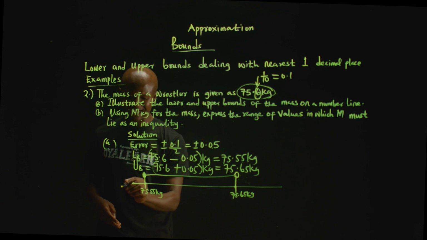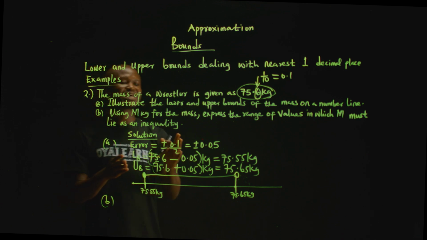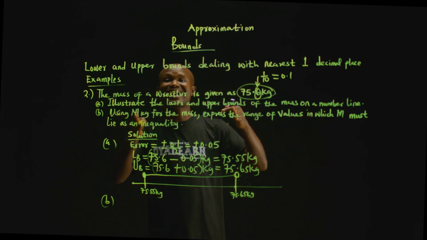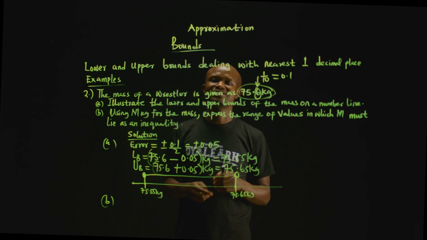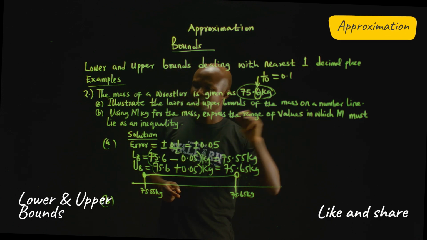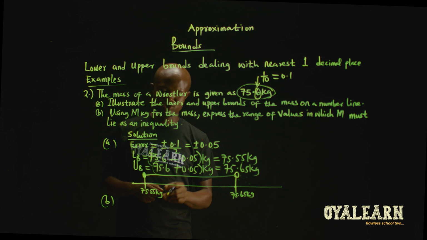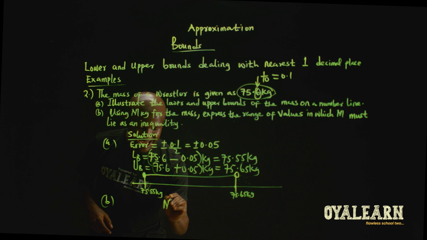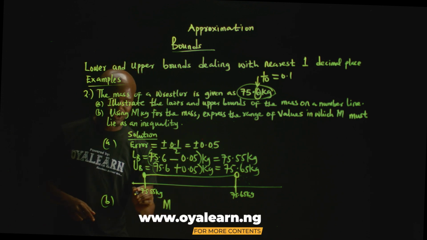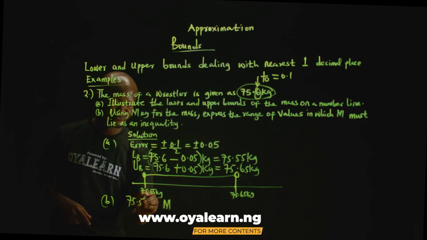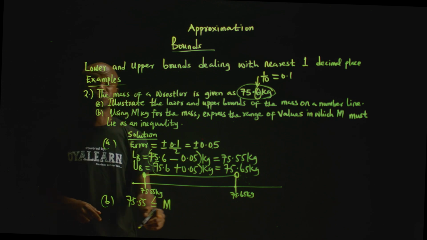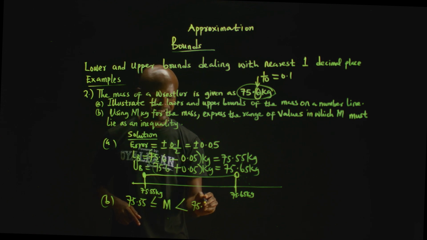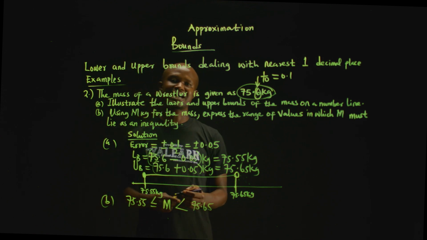Now, for the B part of the question, we have to express the range of values in which the actual mass, represented by m, must lie, as an inequality. So let's write the inequality using m. We have the lower bound, 75.55, less than or equal to m, and strictly less than 75.65. That is the solution to the problem.